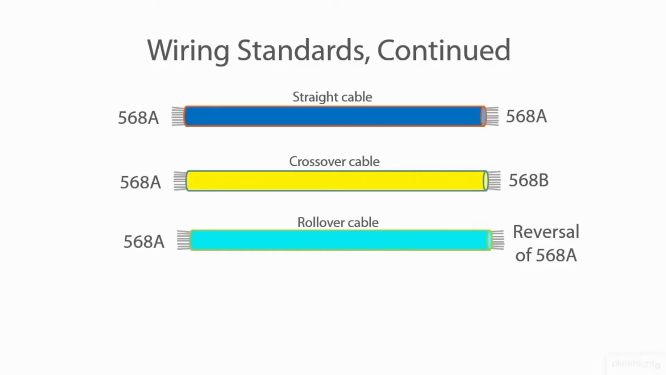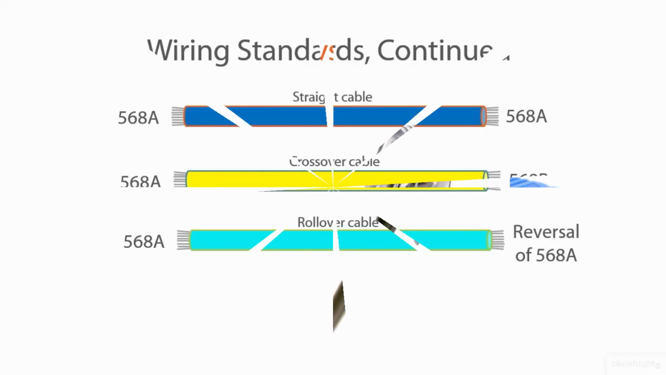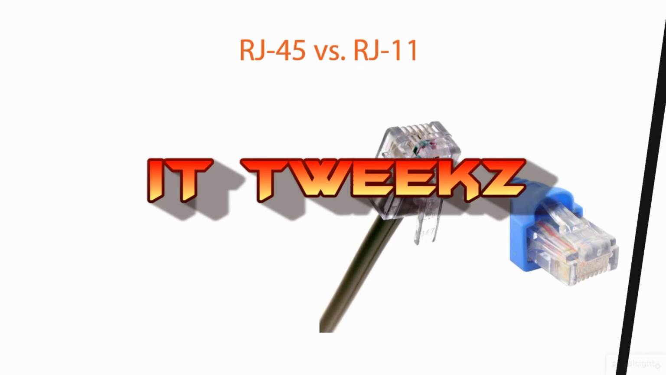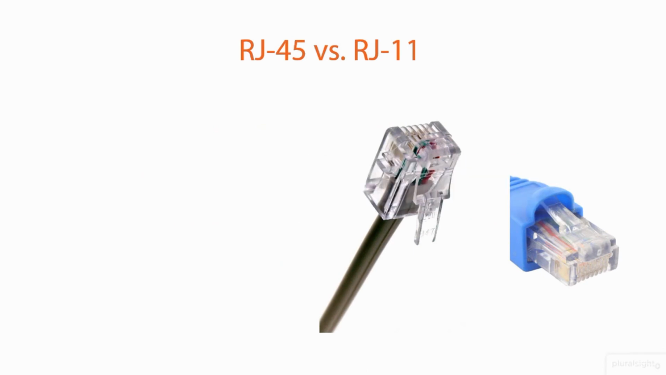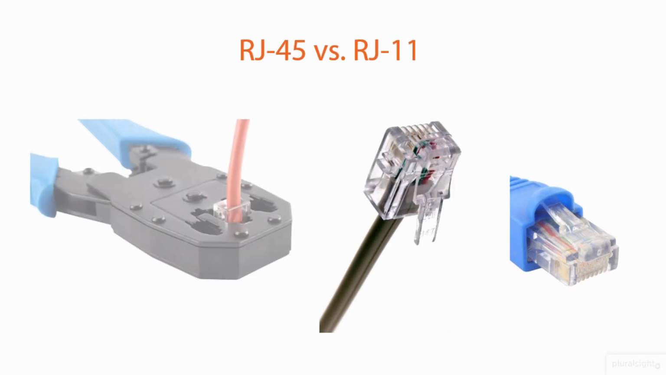This is a special cable, the powder blue rollover cable, where you have 568, say, A on one side and a complete flip of that pinout on the other. That's why it's called a rollover cable. And you use those when you want to directly connect to, say, a router, switch, or a firewall to perform initial configuration on it.